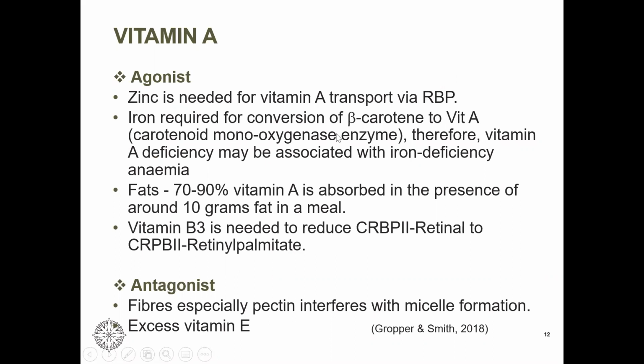Iron is required for conversion of beta carotene to vitamin A. That's why people who are deficient in iron may also be deficient in vitamin A. So they both coexist many times, especially in children who are malnourished or pregnant or lactating women. And niacin, because niacin is required when intestinal cells are converting retinol to retinol esters.